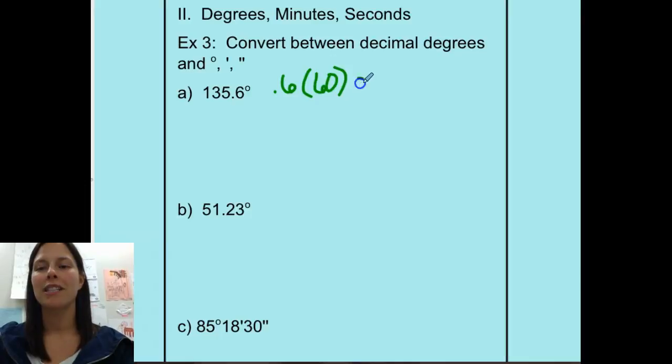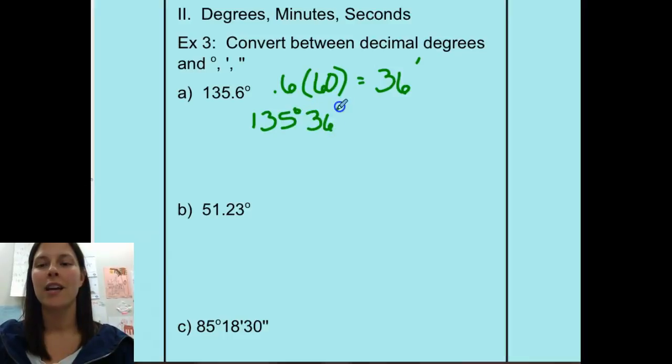To convert from decimal degrees to degrees, minutes, seconds, you take that fraction of a degree and you first multiply by 60. This will convert your decimal degrees to minutes. There are 60 minutes in a degree. In this case, we get 36 minutes. There's nothing left over, so we have 135 degrees, 36 minutes.